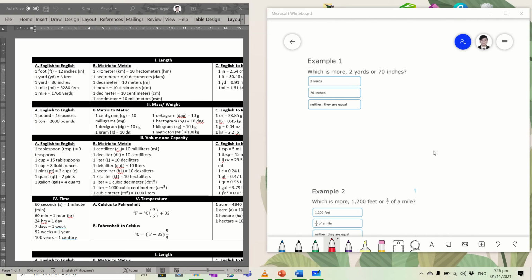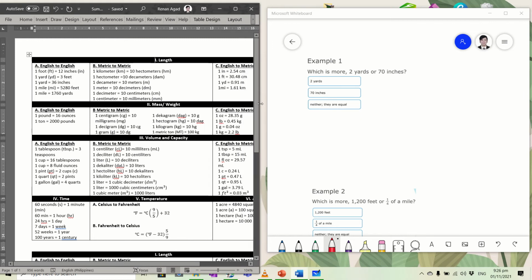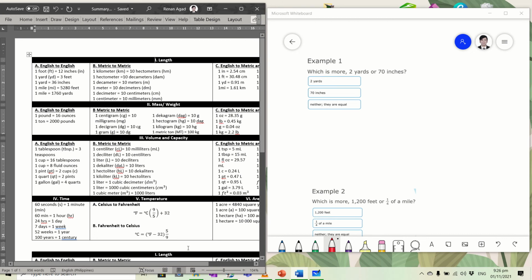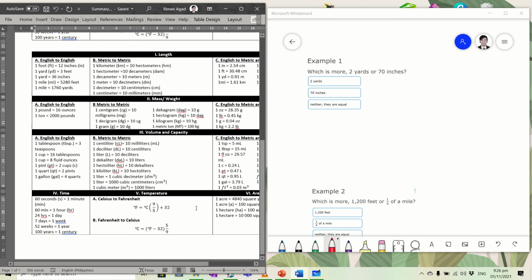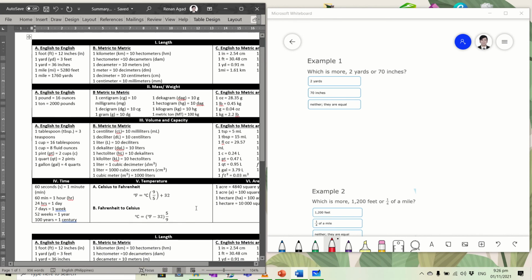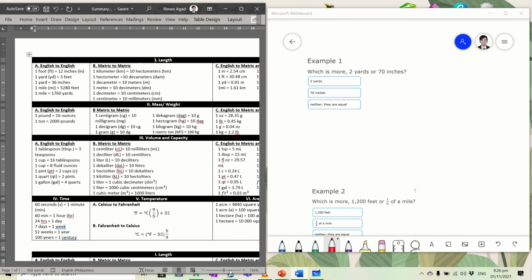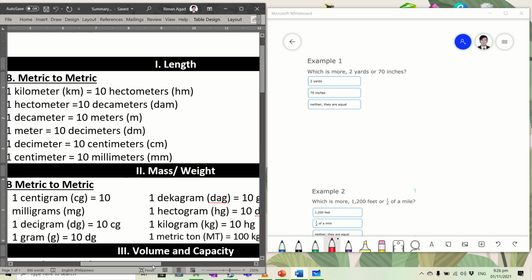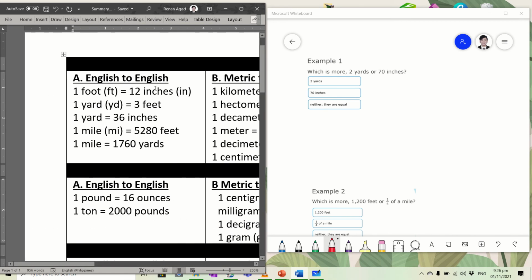By this time, I hope that you were able to download already the summary of standard conversion factors that you will be using when you try to convert one unit of measurement to another. So this is again the summary of all the conversion factors that you need. For example, the one we've used a while ago is 1 foot is equal to 12 inches. Okay? So let's try to answer the following.